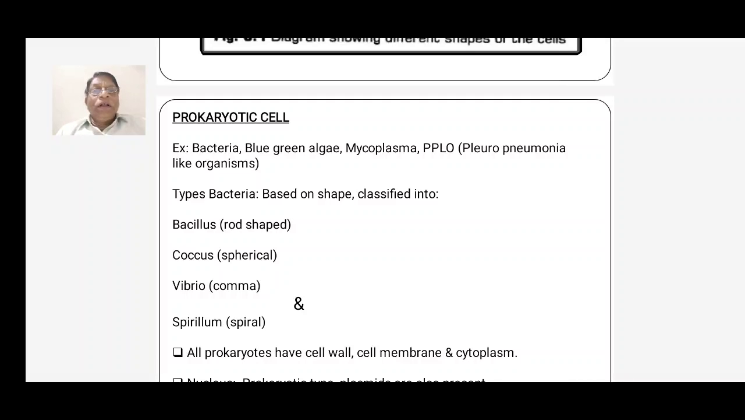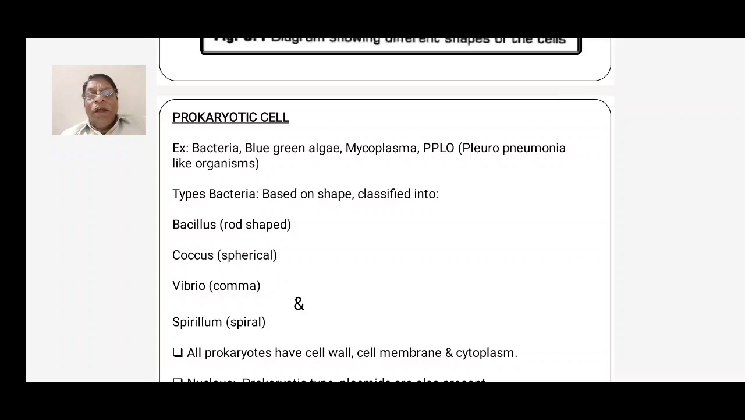Bacteria, the primitive organisms. Blue-green algae, now we call cyanobacteria. Mycoplasma, then PPLO means pneumonia-like organisms. These organisms, that is PPLO, cause respiratory disease in fowls. Okay.